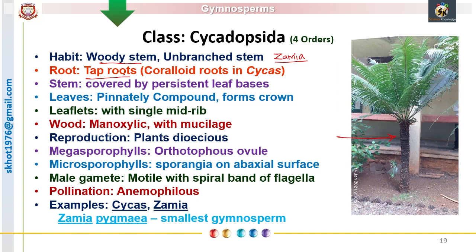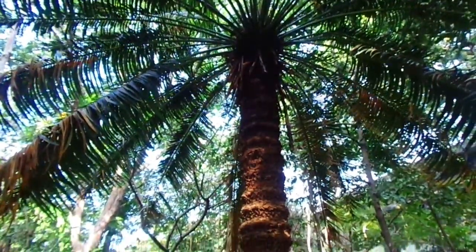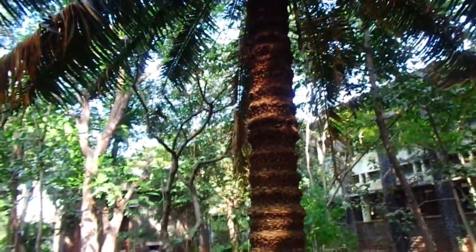The taproot system will provide anchoring and mechanical support to the plant, whereas coralloid roots are negatively geotropic. They will grow towards the surface of the soil. They show a much branched structure, just like corals. They contribute to nitrogen fixation. Due to their appearance, they are called coralloid roots.